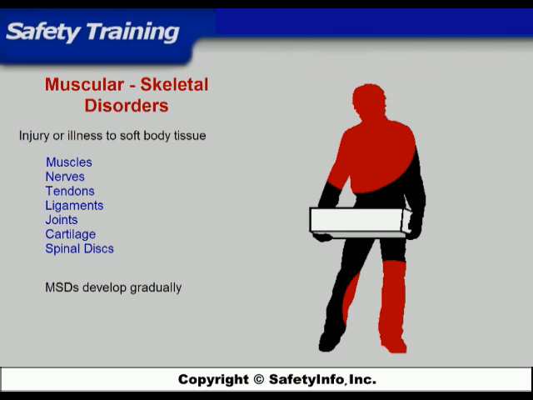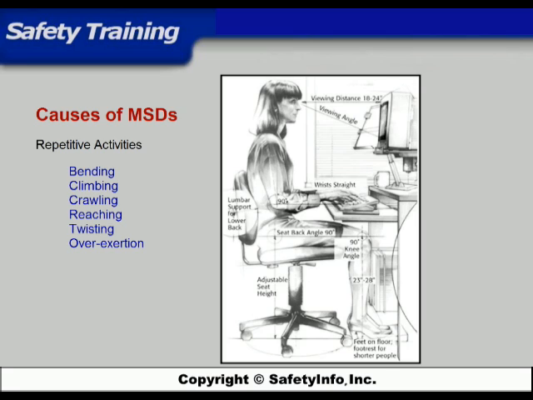Musculoskeletal disorders are medical conditions which develop gradually over a period of time and do not typically result from a single instantaneous event. However, we should still be concerned about how a task could cause a single event injury. Musculoskeletal disorders are caused by repetitive activities such as bending, climbing, crawling, reaching, twisting, and overexertion. Designing tasks so that risk factors are eliminated is an essential part of the prevention of musculoskeletal disorders.